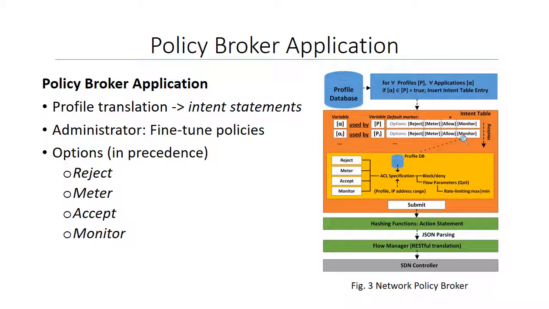The table is accessible via a web interface, and it allows the network administrator to further fine-tune policies as per business requirements. If application alpha, for example, is present in profile P, the output specifies the same, and each network intent is followed by a drop-down options menu. The network administrator can select from the following set of options to process each policy in order of precedence. The first one is reject, then meter, accept, as well as monitor. Each of the options is available to the network administrator to fine-tune the respective network policy.